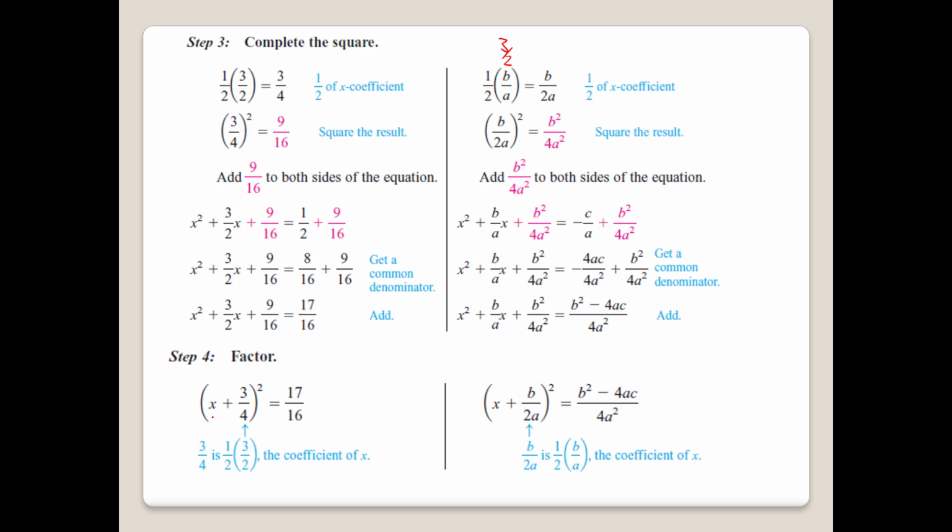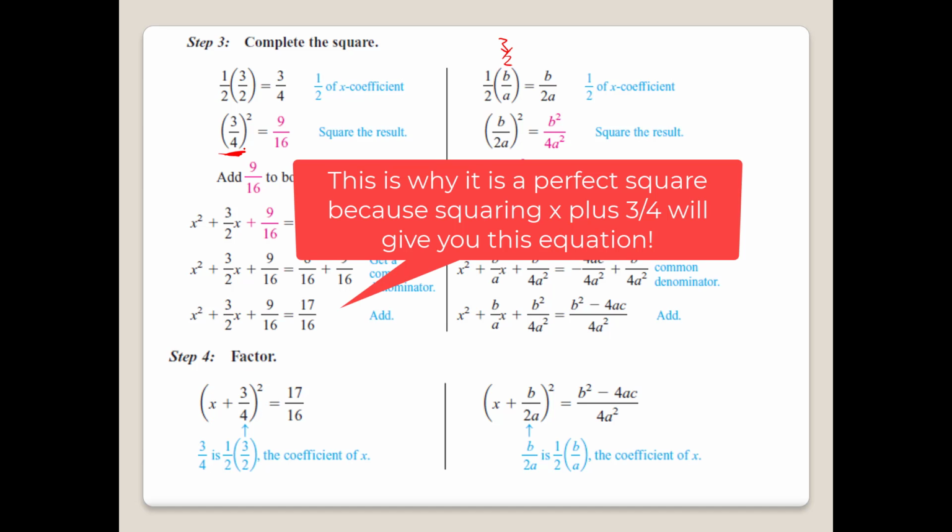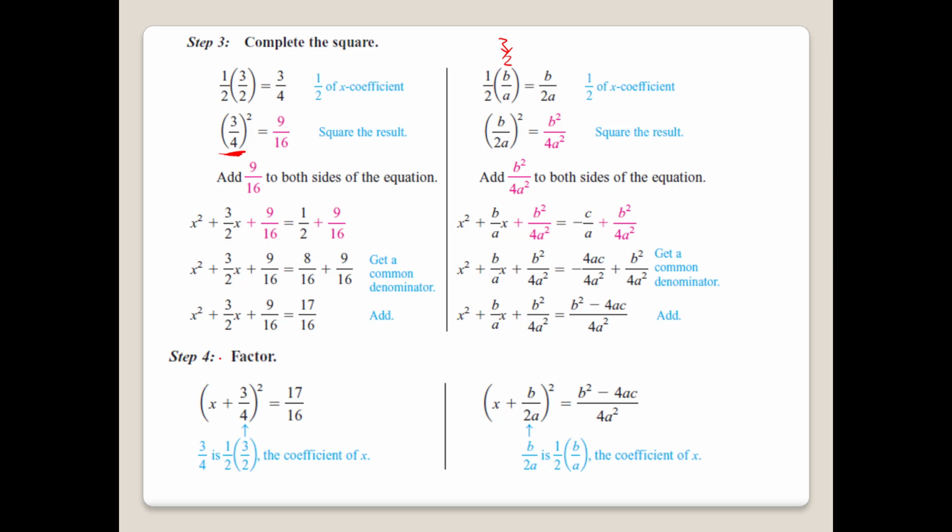In which case, you should see 3/4, like we got right here before we squared it, is what factors out of this equation up here. That's how it's always going to play out. So 3/4 is the coefficient of x, so we have x plus 3/4 squared. In other words, when we factor this out, it's the same thing as saying you have x plus 3 over 4 times x plus 3 over 4. That's where they got the x plus 3 over 4 squared, and that equals your 17 over 16.